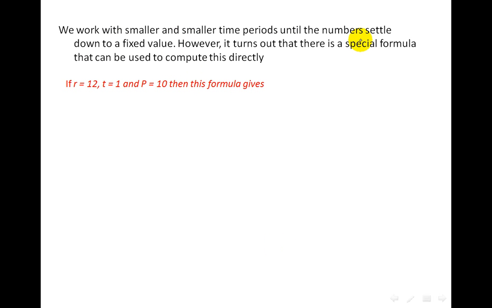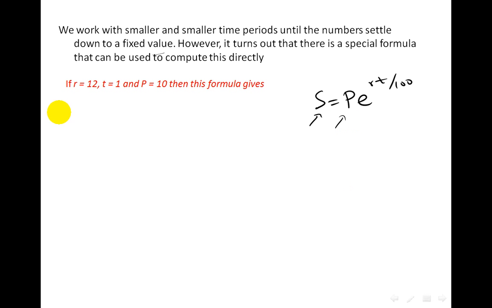Okay, this is the note. We work with smaller and smaller time periods until the numbers settle down to a fixed value. However, it turns out that there is a special formula that can be used to compute this directly. So whenever I'm telling you that it's compounded continuously, you're supposed to use S equals P e to the power of RT over 100. S is for the value, P is for the principal, e is like ln, the logarithms, you find it on your calculator. R is for the rate and T is for the time. Here T is representing time in years, over 100.